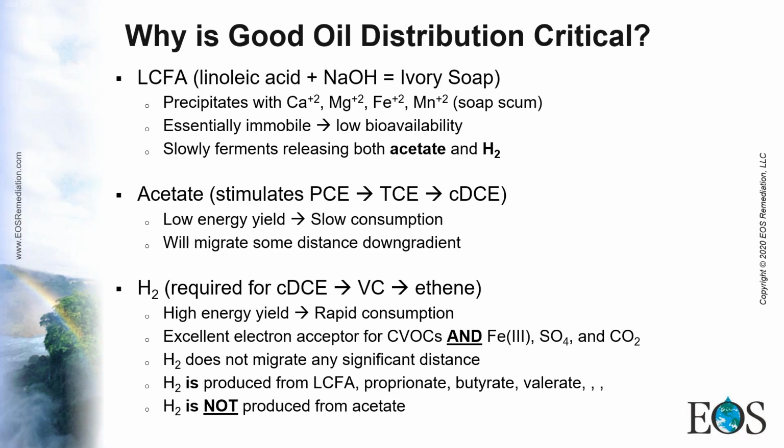Well, as I said before, hydrogen can be produced from long-chain fatty acid fermentation. Probably not a lot there because it's so insoluble, but things like degradation products of long-chain acids, propionate, butyrate, valerate, pentanoic, hexanoic acids, they all ferment, releasing more acetate and more hydrogen.